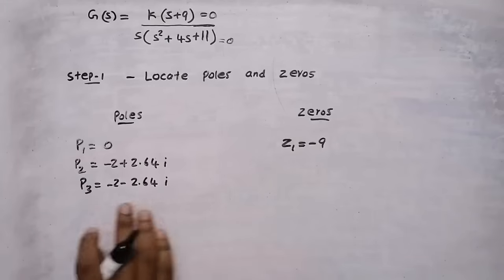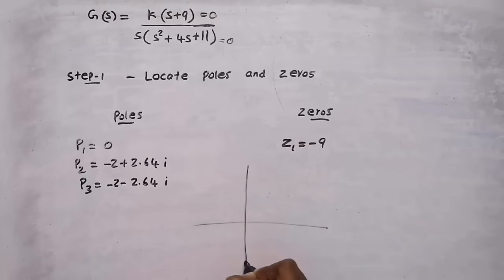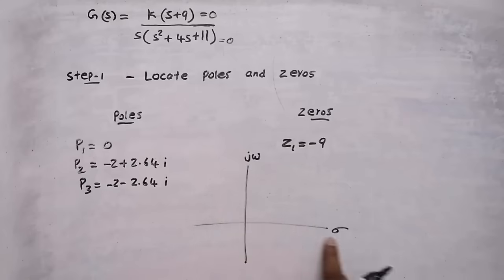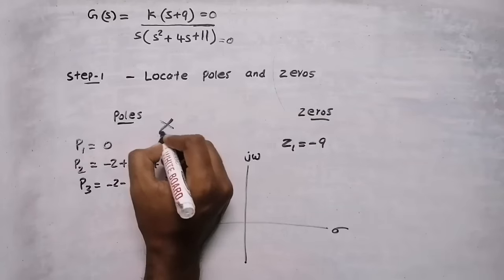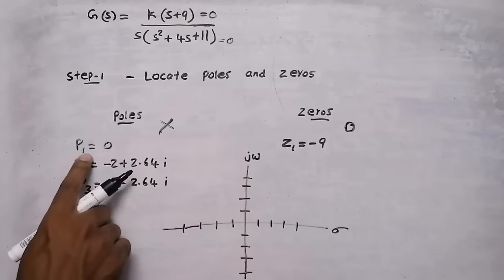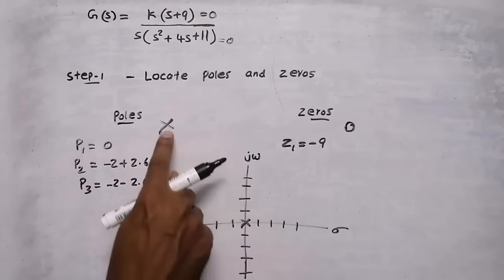Now we need to locate these poles and zeros in our graph sheet. Our graph sheet will be an S-plane. S-plane means this is sigma and this is j omega. This is the real part and this is the imaginary part. For marking poles, we will put cross mark. For marking zeros, we will put circles. So the first pole is at 0. So at origin, we have a pole. Poles are denoted by cross mark.